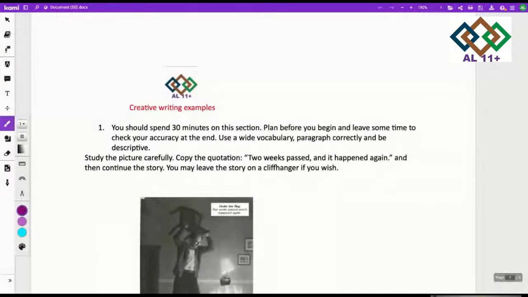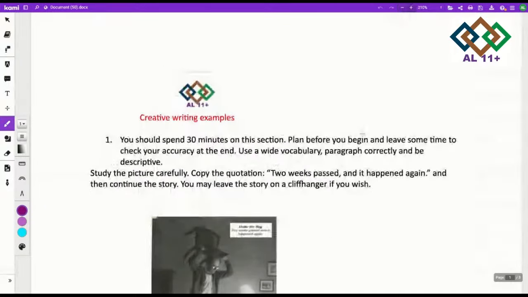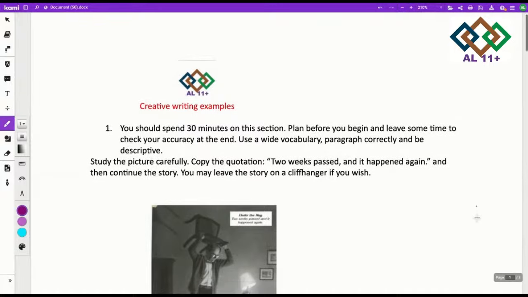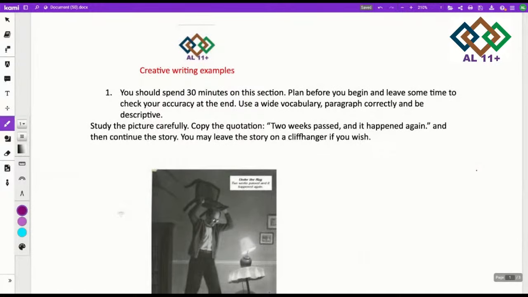So let's share my screen. I will hide myself so you can just see the screen. These are some of the examples I have made for you to know how to write. If you have something like this in your creative writing exam, you all just look at the picture and say, oh my God, I need to describe the picture, but you did not read the question carefully, what they are basically asking you.